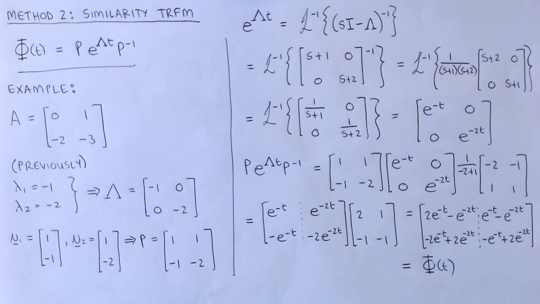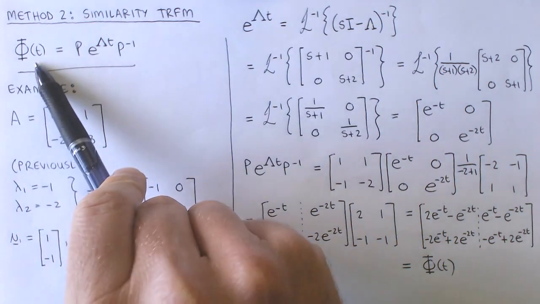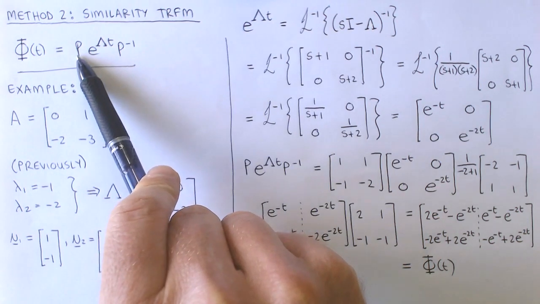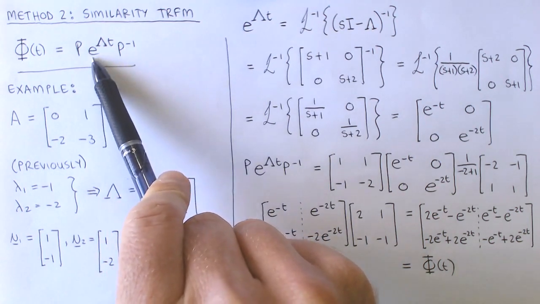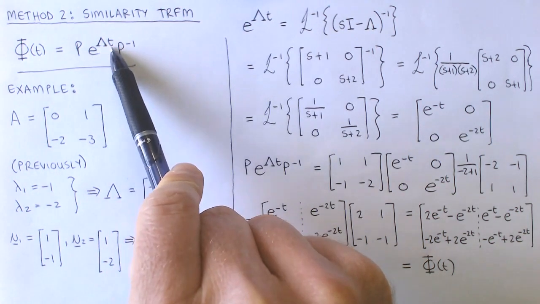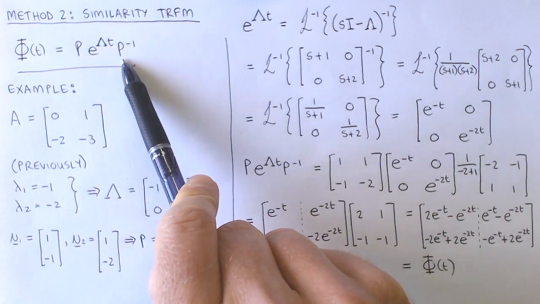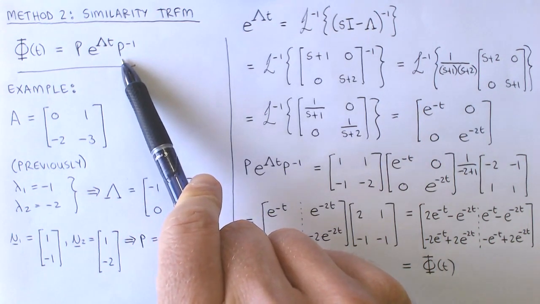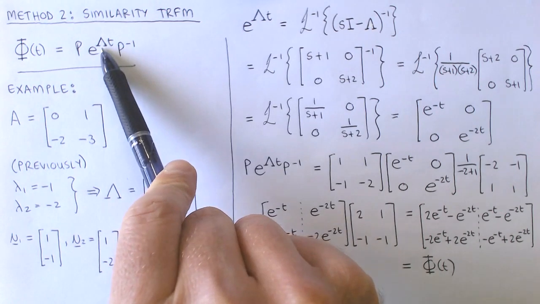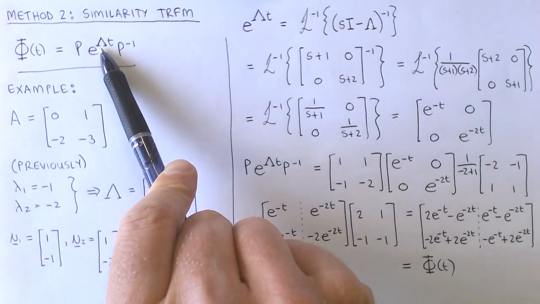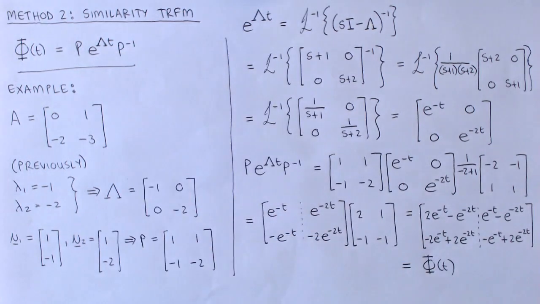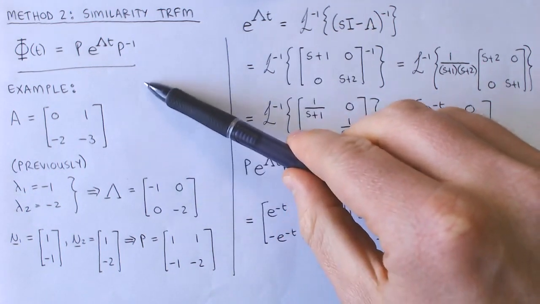The method says that the state transition matrix is the transformation matrix P times the matrix exponential of lambda times t, times the inverse of the transformation matrix P. Here lambda is the A matrix of the modal canonical form. We will again prove this result at a later stage. To illustrate this method, let's look at the same example as before.